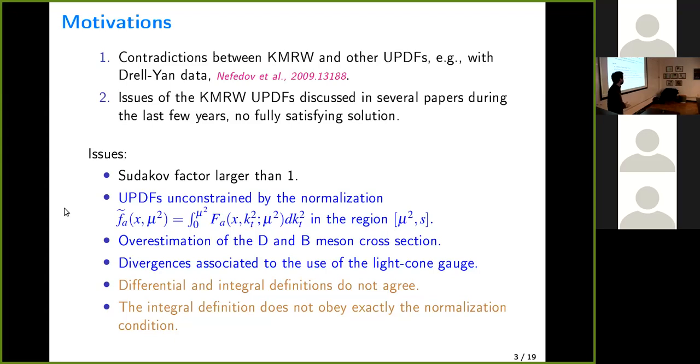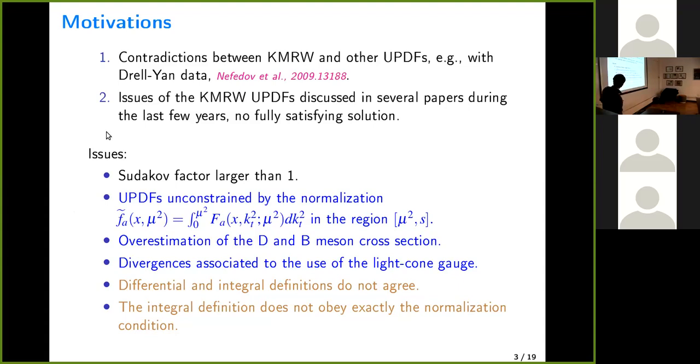One of the motivations for this work is that if you do some calculation with this KMRW PDF, or if you use other kinds of unintegrated PDFs, like the parton branching PDF or PDFs with the CCFM evolution equation, you will get very different results. So there are some kind of contradictions. Ideally, you want your final results not to depend so much on the PDF. And as I was saying, it is known that there are several internal issues with this specific set of unintegrated PDFs.